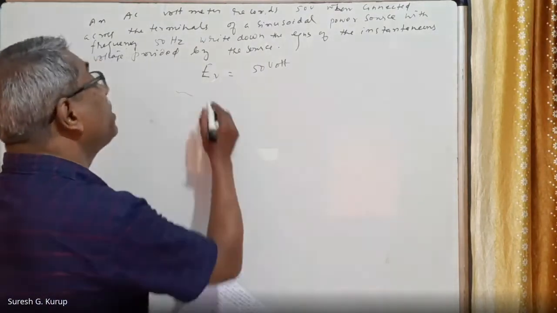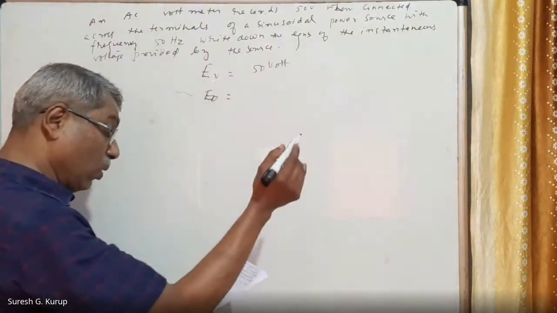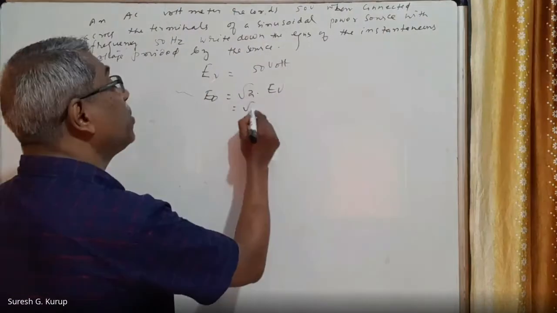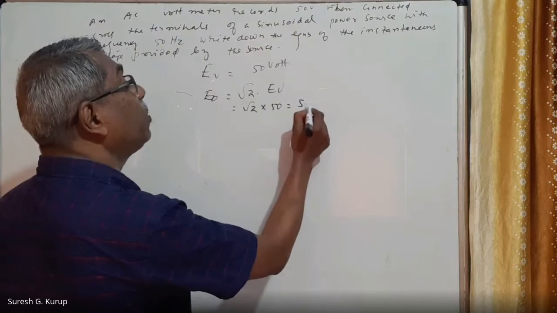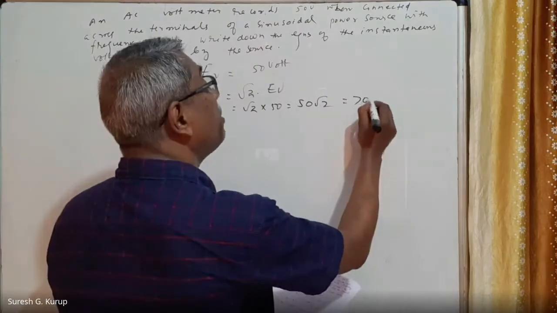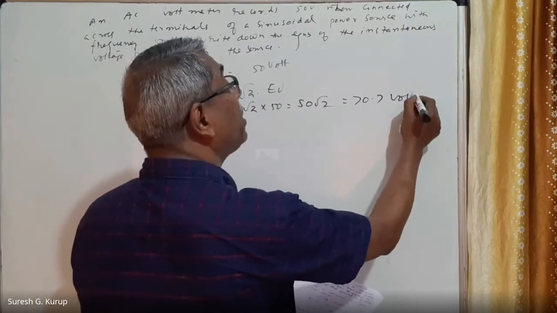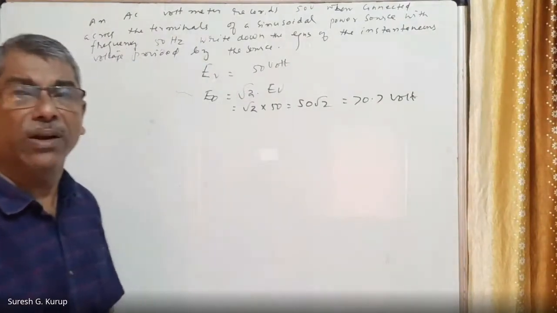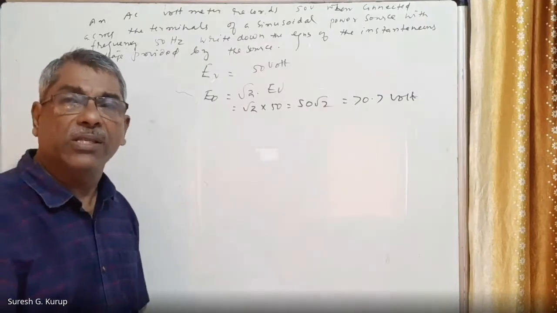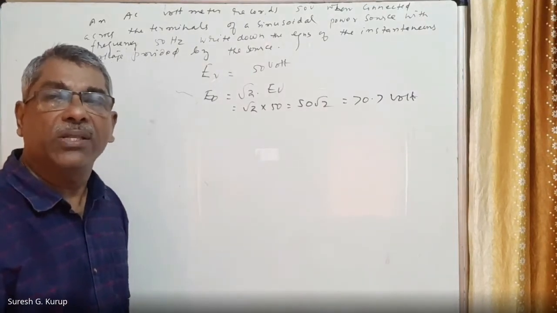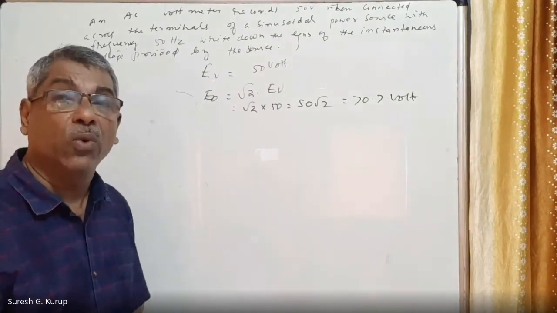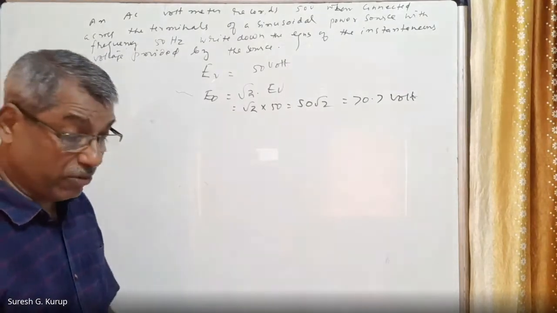Then we know that E0 is equal to root 2 into EV. EV is given to you, so E0 is equal to root 2 into 50, that is 50 root 2, which is equal to 70.7 volt. This is to make you know the conditions: an AC voltmeter usually always shows the RMS value of voltage, and the ammeter shows the RMS value of current.